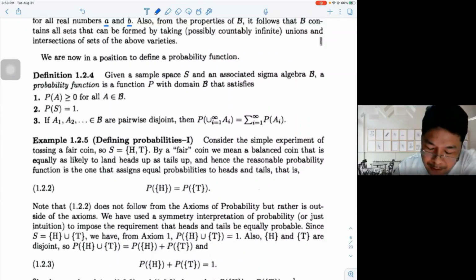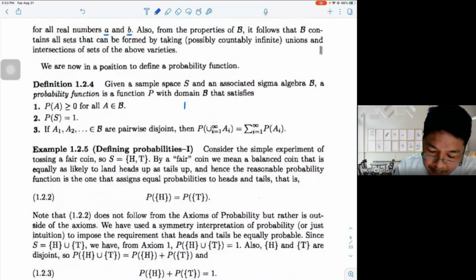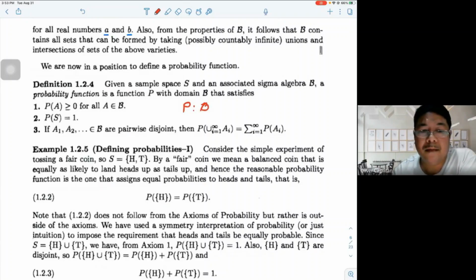Okay, so in other words, this is our probability function. We denote it as P, and we have here our domain, script B. So if we have a particular event A, which is an element of script B, this is being mapped. So we denote it as the probability of A.